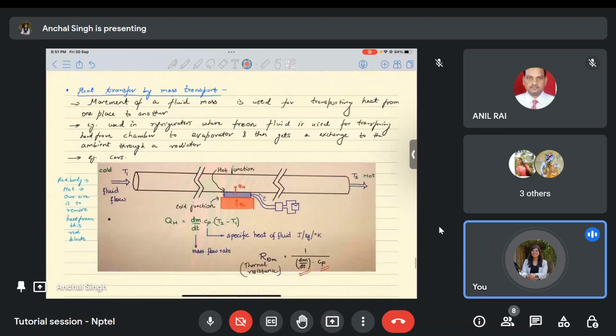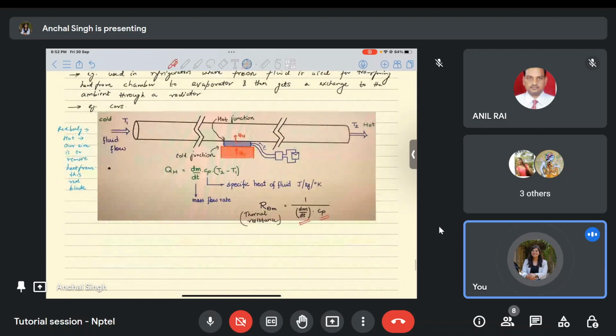And the last mode of heat transfer mechanism is heat transfer by mass transport. So movement of a fluid mass is used for transporting heat from one place to another. That is called mass transport. So, in your refrigerators, behind you have seen a snake-like structure, right? All of us have seen this kind of structure. Pipes are there and they go like this, like this.